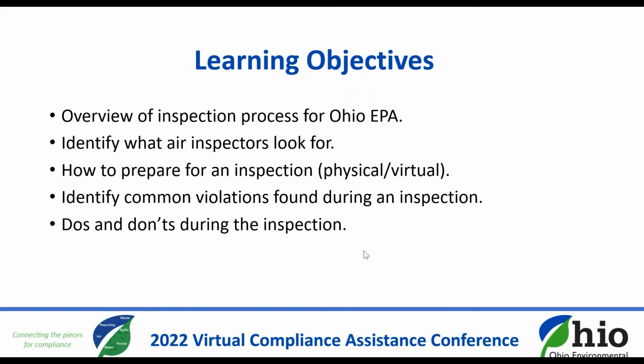So some of the things we hope to go through today is give you an overview of the inspection process for Ohio EPA. This is going to include pretty much all the divisions, because all the divisions are using the same rough procedure during their inspections. Also, we're going to identify specifically what the air inspectors are going to be looking for, and then how to prepare for these inspections, primarily the physical, and I'm going to touch on the virtual that we were doing during the pandemic, and identify any common violations found during the inspection, and then talk about some do's and don'ts.